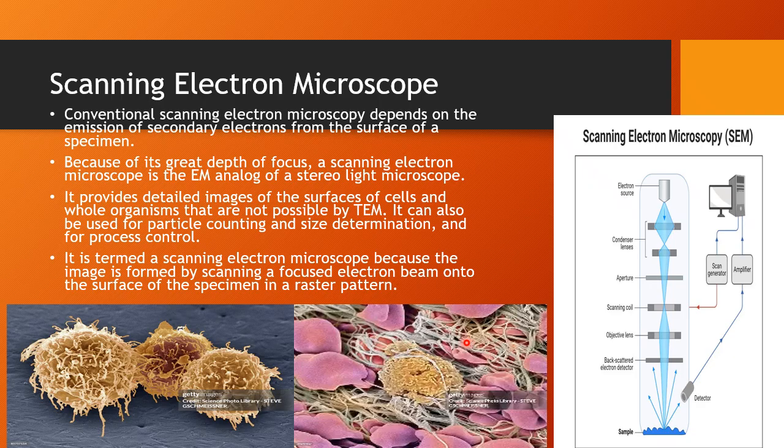As I told, they are mainly used to study the surface of cells and whole organisms, which is not possible by TEM, but can be observed here in the scanning electron microscope. It can also be used for particle counting, size determination, and for process control. The name scanning electron microscope comes because the electron beam scans over the surface, and these are some of the images produced by it.